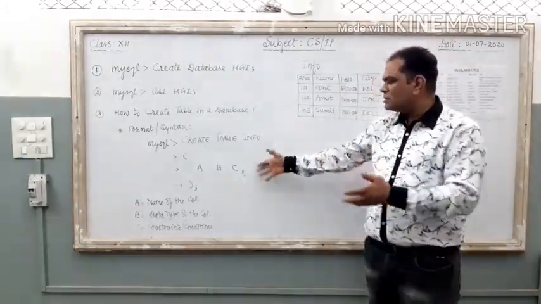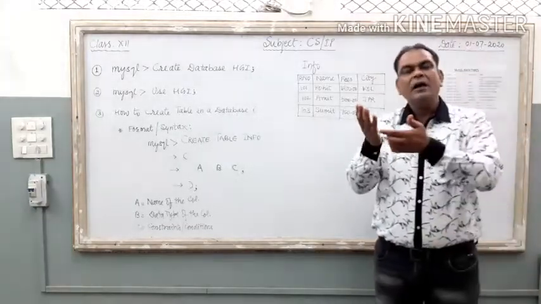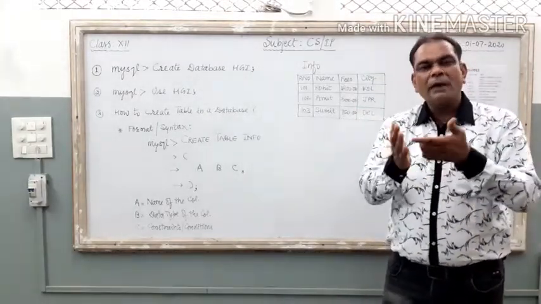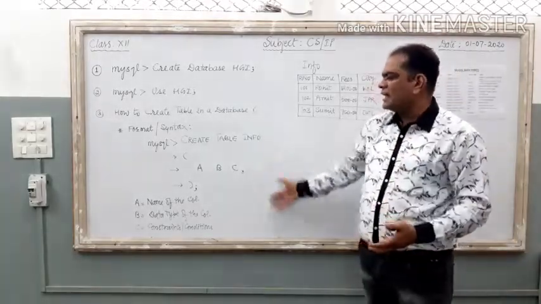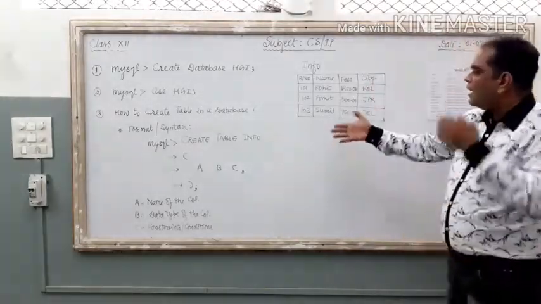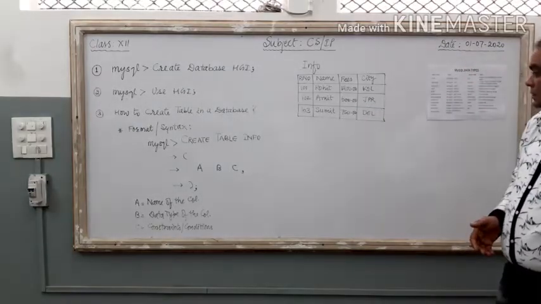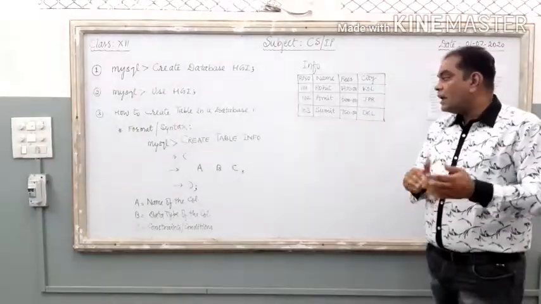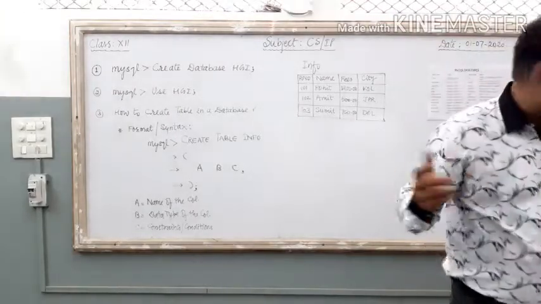So some constraints are there such as unique, not null, then check, default, primary key. These are the constraints we are going to use in future with this particular concept. Now, so it is the format. Clear? Now we are going to start the practical section.